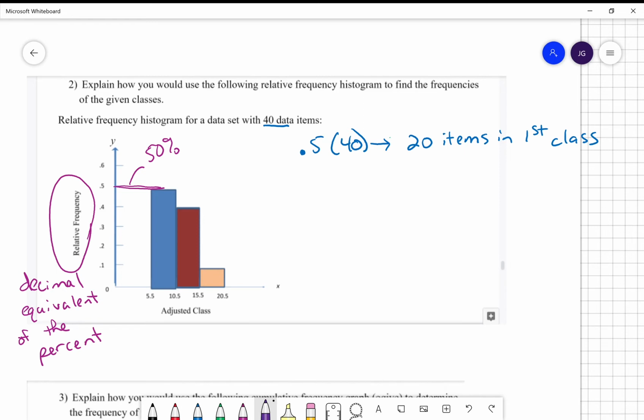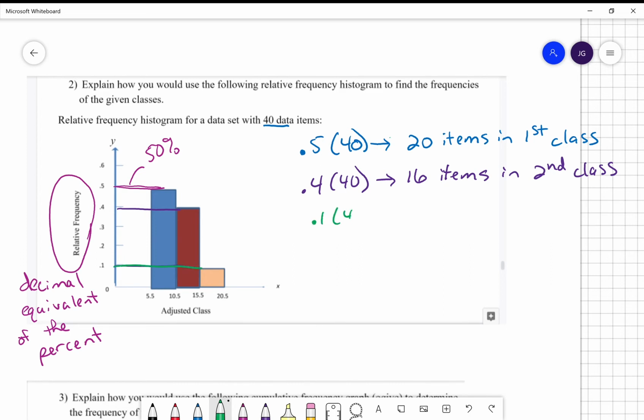In my second class, I'm going to take 0.4 times 40, which will give me 16 items in the second class. Then the last one, I guess we'll just do this one in green, 0.1 times 40, which would be 4 items in the third class.